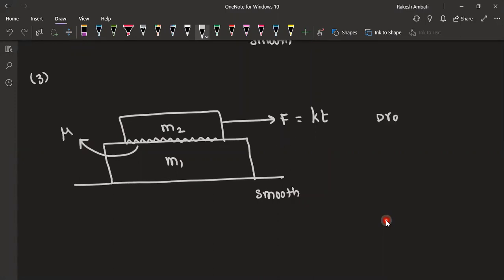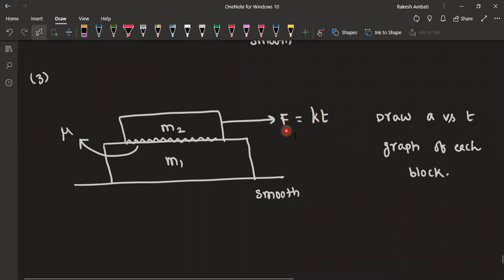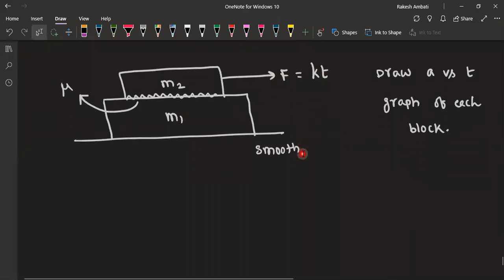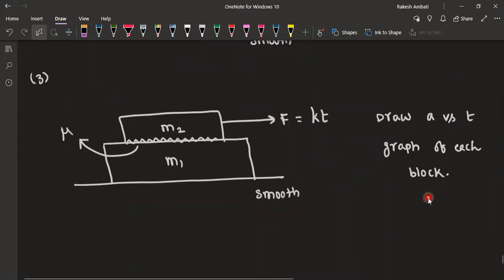Draw the acceleration versus time graph of each block. So we have to draw acceleration versus time graph of each block. In this case, is this applied force a constant applied force or a variable applied force? Variable applied force. Okay, whatever the question, the same procedure we have to follow. If mu is given, first I told you to find out Fs maximum.